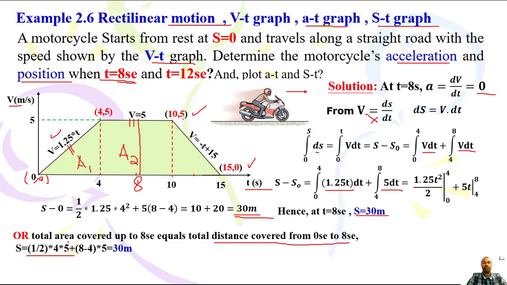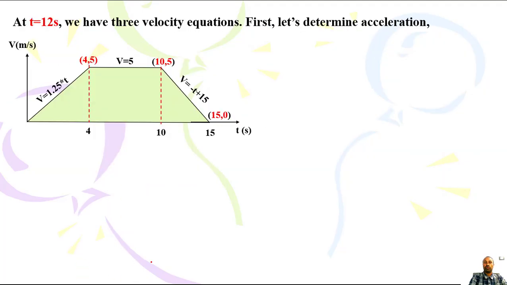So, half of 4 times 5, this is the triangle. Then the rectangle, 8 minus 4 times 5. So, it will be 30 meters, the area covered by this region. So, at 8, you have A1 and A2.